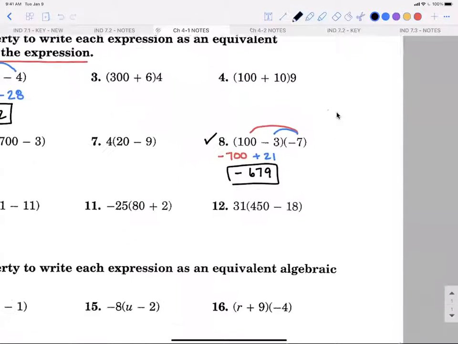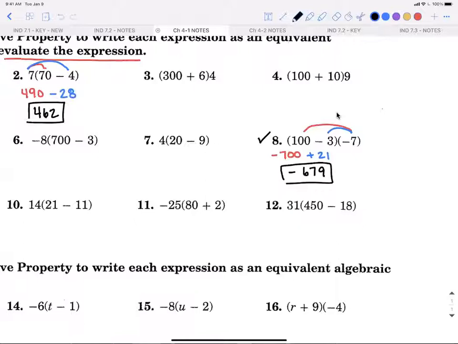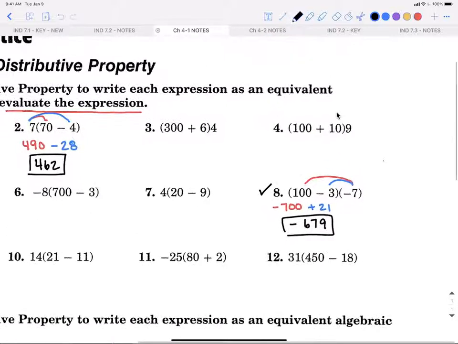Are we pretty good with distribution? I feel like I don't need to do a ton of these. It doesn't matter if your terms are like this one, I'm not going to work it, but you still take 4 times 300. Then you take 4 times 6. Everything's positive, so your answer is going to end up positive. Okay. Are we good with that? We feel okay with that.